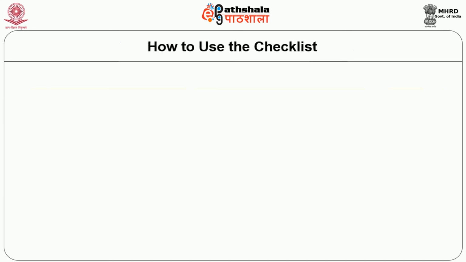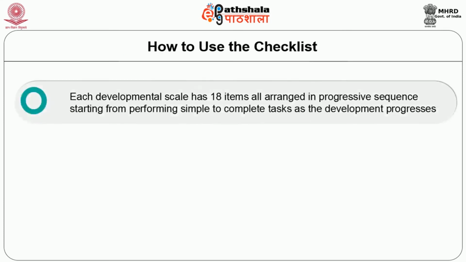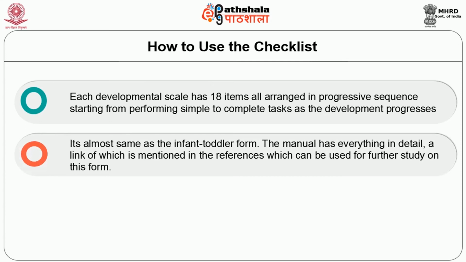Now, how to use the checklist. Each developmental scale has 18 items, all arranged in progressive sequence, starting from simple to complex tasks as the development progresses. It's almost the same as the infant-toddler form. The manual has everything in detail, a link to which is mentioned in the references, which can be used for further study on this form.